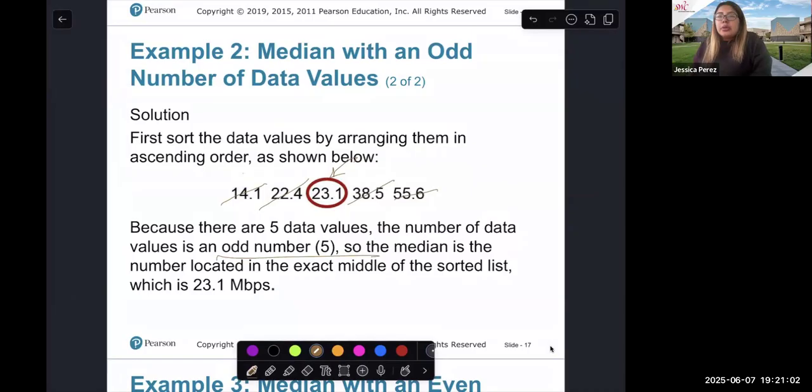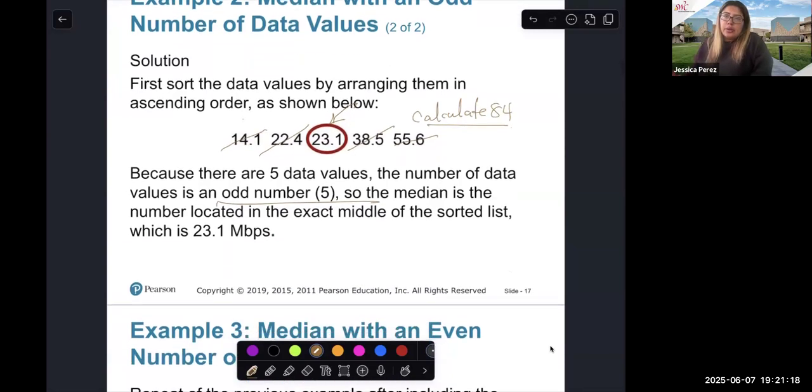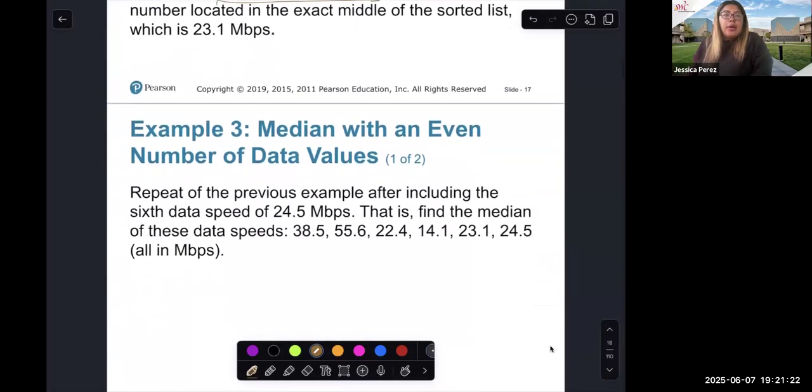That we can compute the mean and median very fast without having to do any sorting, adding, or anything, using, again, our TI-84. And you are allowed to use this when you're doing your quiz. You are allowed to use a TI-84 when you're doing your test. You are allowed to use a calculator in this class. Now, repeat this previous example using a 6th data value of 24.5.